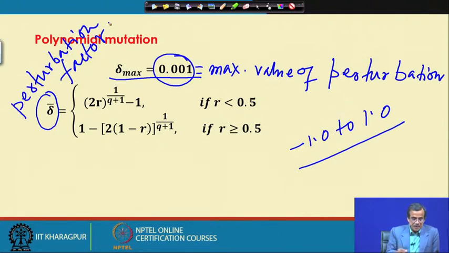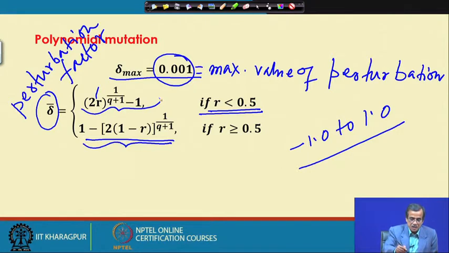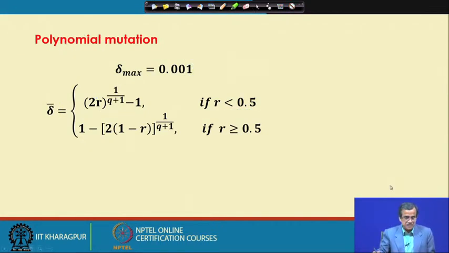Now, this delta bar is nothing but 2r raised to the power 1 divided by q plus 1, minus 1, if r is found to be less than 0.5. r is nothing but a random number lying between 0 and 1, and q is the exponent, and I will have to take a suitable value for this q. If r is found to be greater than or equal to 0.5, I will have to use the other expression. If r is found to be less than 0.5, this is the expression. Now, let us see how to proceed with this.